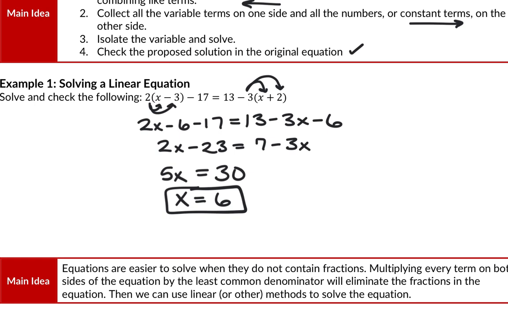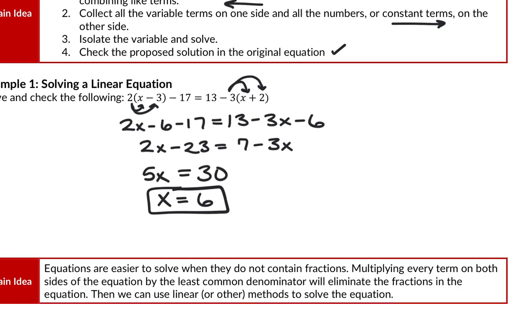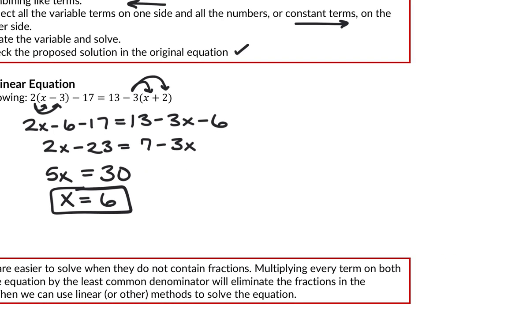Now, of course, we can check our work, and because we're going to be practicing checking our work in class, we're going to come to the side and see what it looks like to plug those numbers back in. So we would say 2 times 6 minus 3, close parentheses, minus 17, and then 13 minus 3 times 6 plus 2. And we're just going to make sure that the left side is equal to the right side. We'll do this one by hand, but when you're working on your own, you can do this in a calculator.